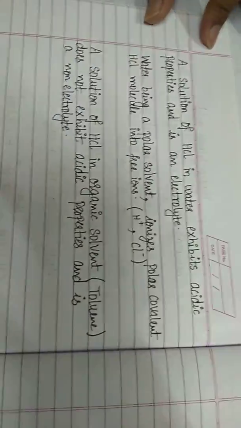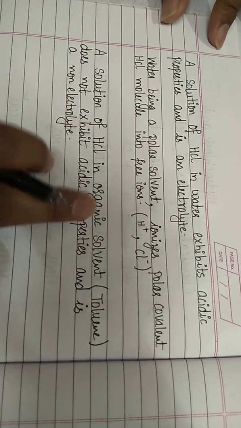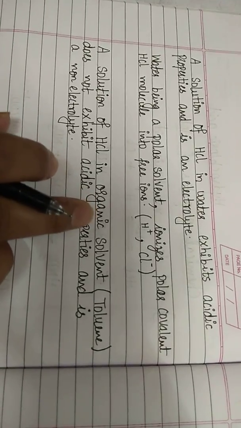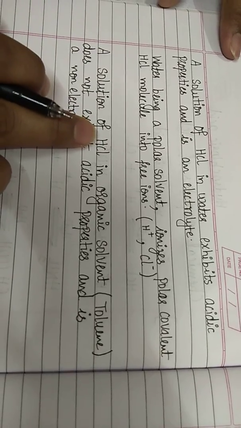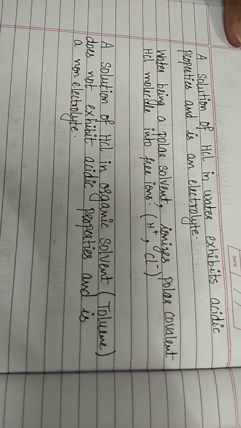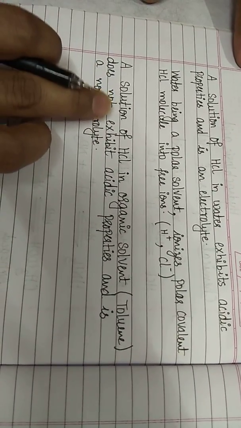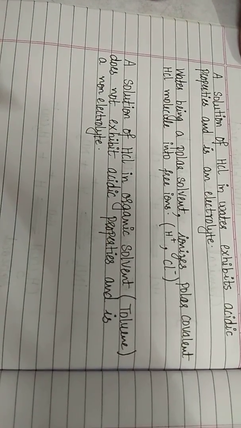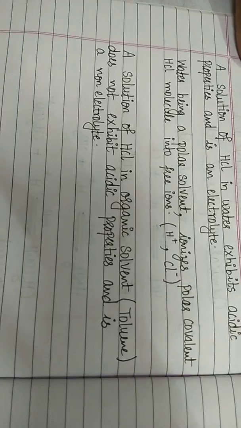Now when we compare it with the explanation which I have written above, what is the difference? The difference is in the solvent. Here the organic solvent which is used is a non-polar solvent, or else we can say it is not a polar solvent. So if it is not a polar solvent, the polar covalent hydrogen chloride molecule does not dissociate to produce H plus ion and Cl minus ions. So if hydrogen ions are not produced, obviously the solution will not exhibit acidic properties, and since there are no free ions, the solution will behave as a non-electrolyte.